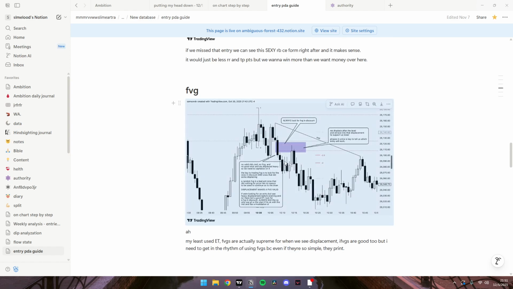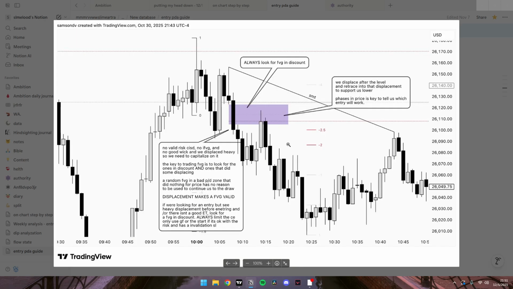FVG, very, very important. So I have all this typed. I don't care that much though. But for FVG, for me personally, I always need it to be in discount.